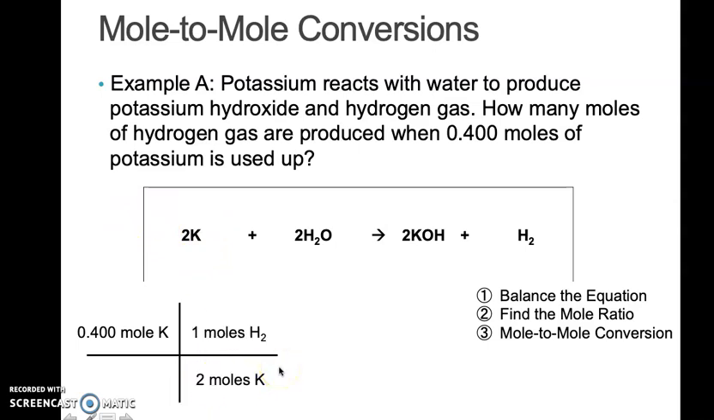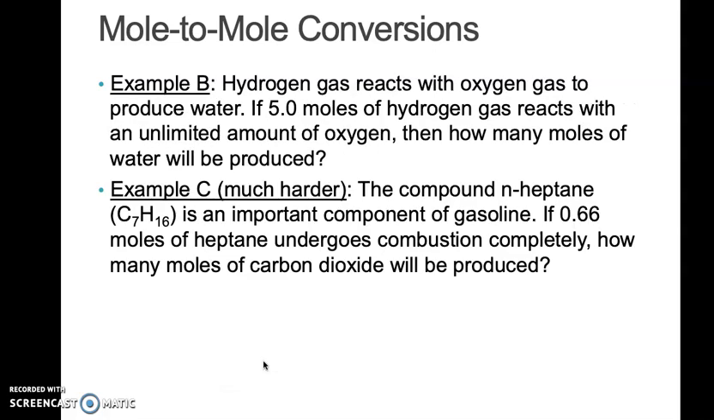Okay. We do the simple math. 0.4 times 1 divided by 2. We get 0.2 moles of hydrogen. That's really simple. All we had to do was use our mole ratio to come up with that solution. Here are 2 more examples, example B and example C. Okay. All we're doing there is finding the mole ratio.